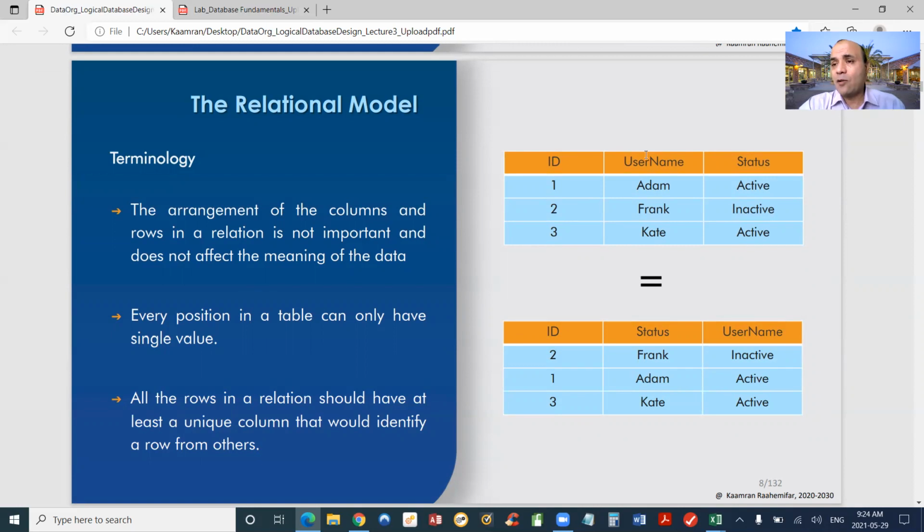You could put Frank on top and Adam next. It really doesn't matter. That's the understanding. Every position in a tuple can only have single values. We will get to this important statement, especially when we talk about first normal form, where no repetition is allowed. So every cell is supposed to have a single value.